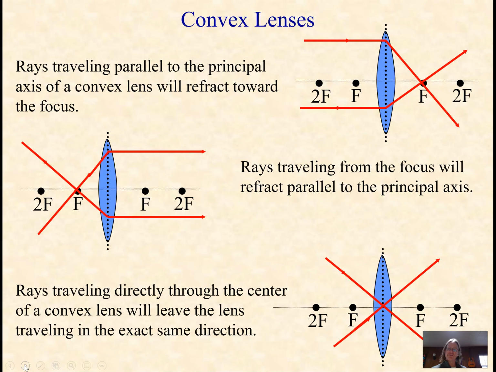Alrighty, so let's talk about all the ways that light comes in and how it focuses. So whenever you have light coming in parallel to the converging lens, it's going to bend into the focal point.